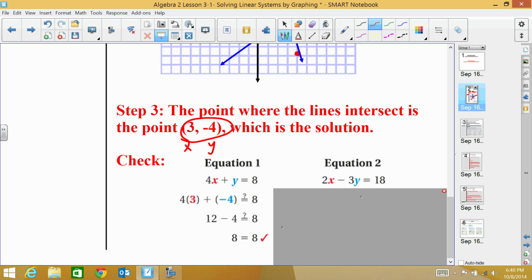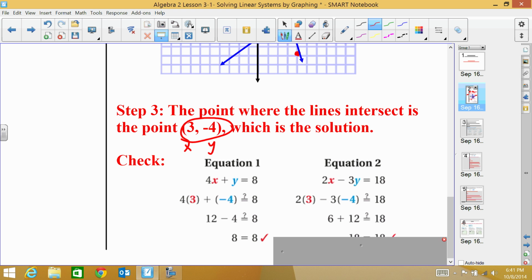So I'm going to plug in 3 for x and negative 4 for y. So 2 times 3 would be 6. Negative 3 times negative 4 would be 12. And 6 plus 12 is 18. So that's how I know that my solution is correct. So if you aren't sure if you graphed them right, you can go back and check your solution algebraically.